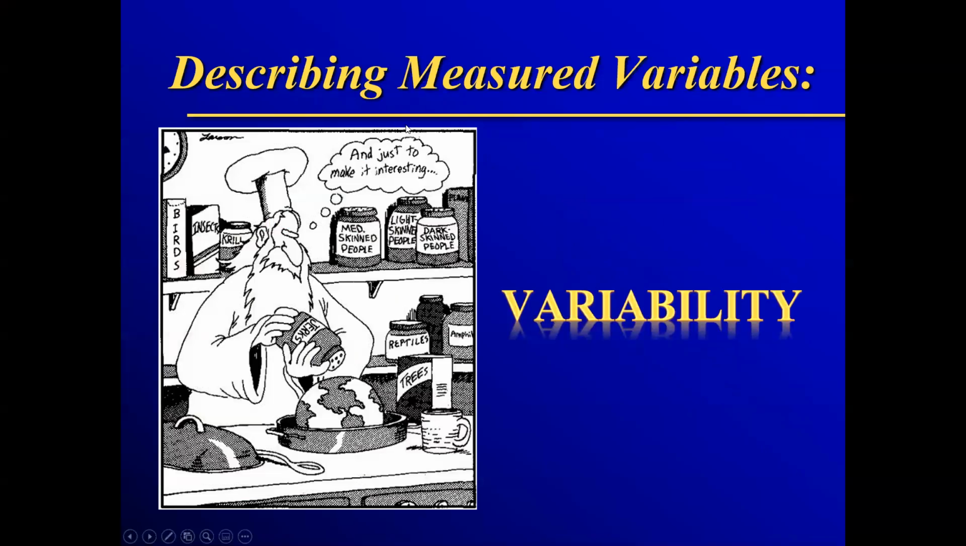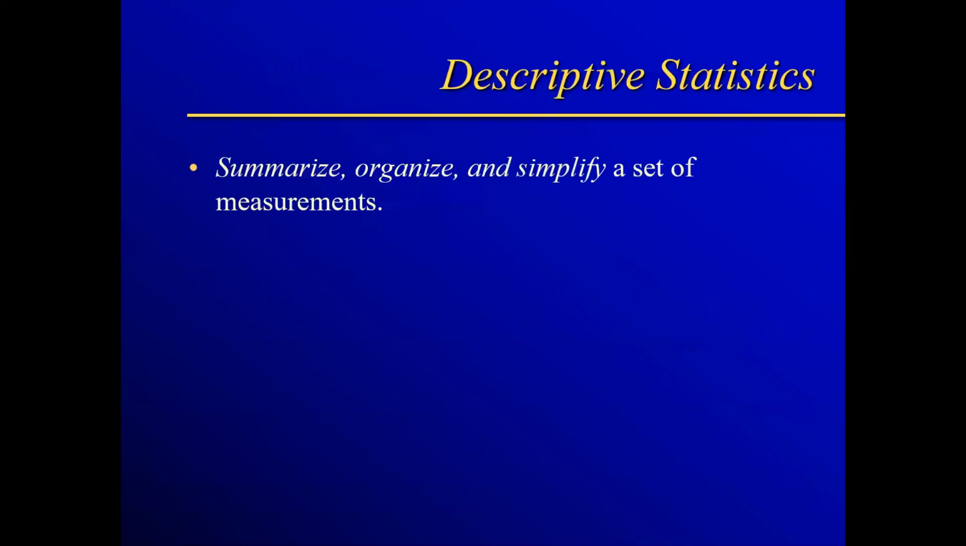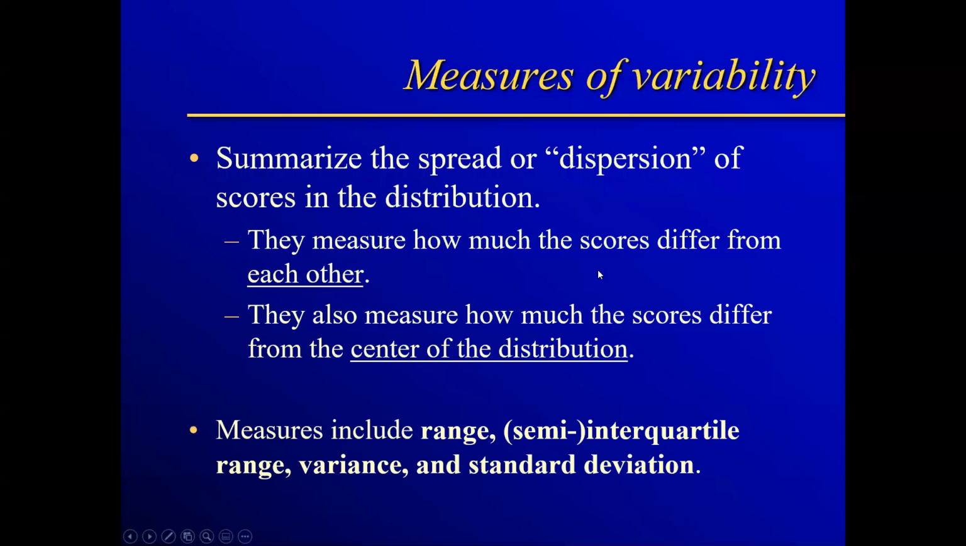All right, so we talked about central tendency, which is this idea of mean, median, mode. Now we're going to talk about variability. So this is taking it one step further. Once again, we want to summarize, organize, and simplify our measurements. It still falls under descriptive statistics, but now we're going to be focused on variability.